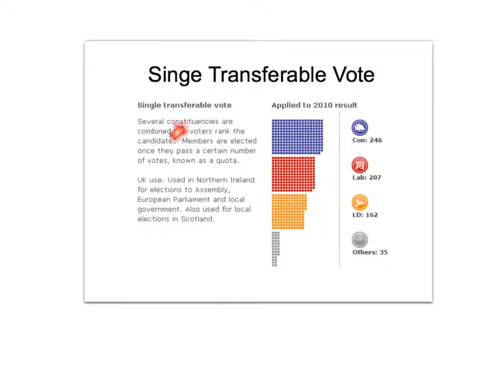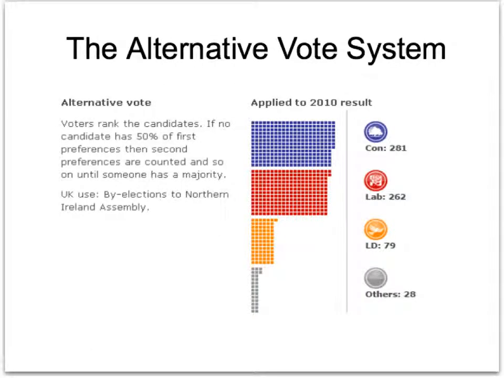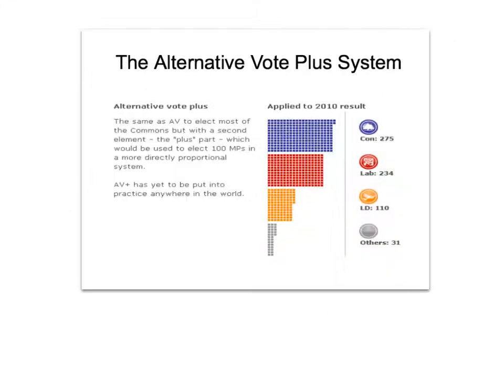And in this system, you rank your choices. Under the alternative voting system, again, you rank the candidates. If no candidate has 50% of the first preferences, then second preferences are counted. Again, this is sometimes used in Northern Ireland, and it would generate these results. Same number of people voting for each party. Under the alternative vote plus system, these are the results that would have been generated using this style of voting.